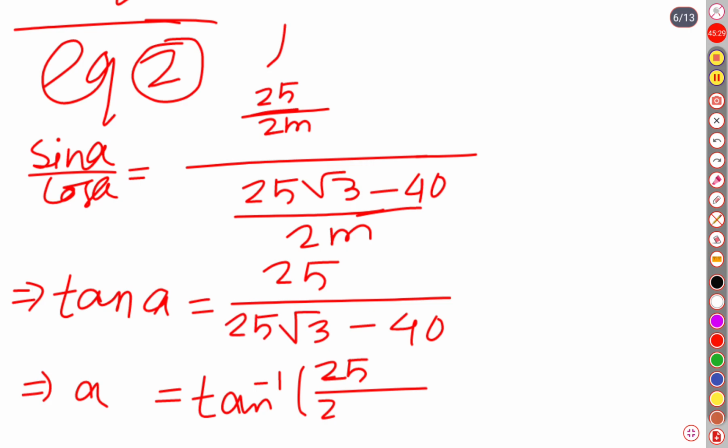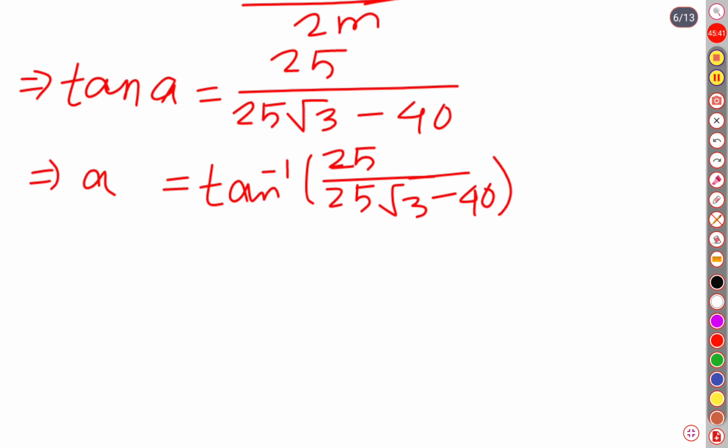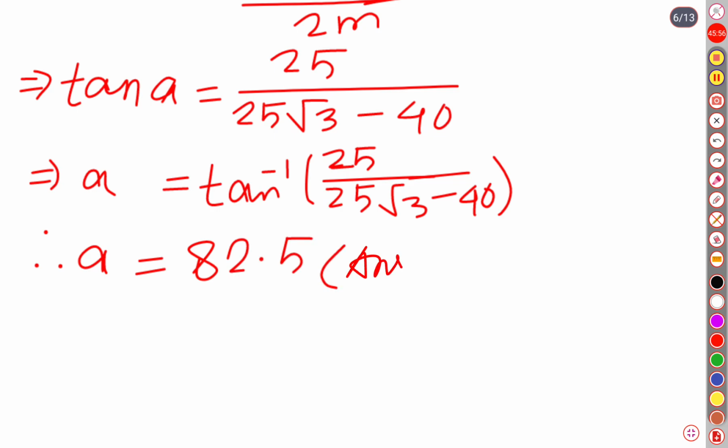So 25 root over 3 minus 40. If we use our calculator, our alpha is going to be tan inverse of 25 root over 3 minus 40, which is 82.5 degrees, which is one of the answers. So we have obtained alpha.